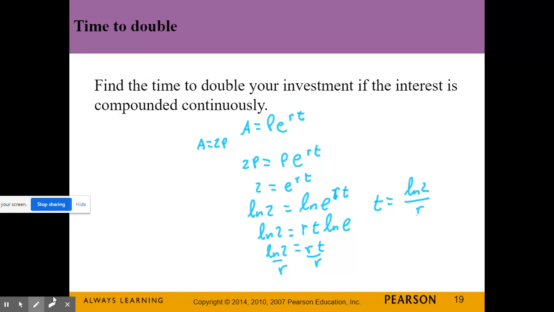I'm assuming this question is going to be using the same rate that we used for the previous question, so let's just assume that. So t is equal to natural log of 2 divided by 0.06. Now we're going to calculate, and you end up with roughly 11.55 years. So not that much different than compounding quarterly. All right.